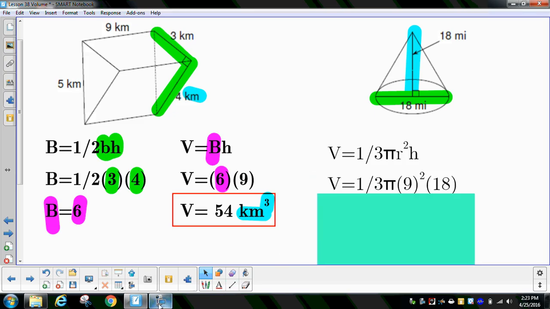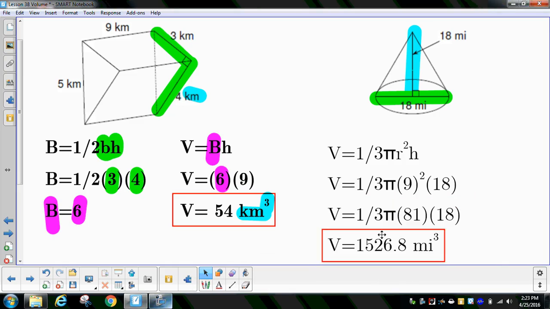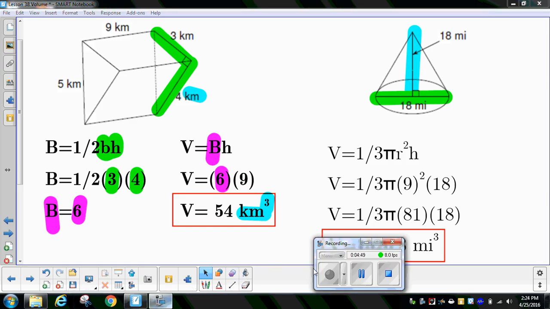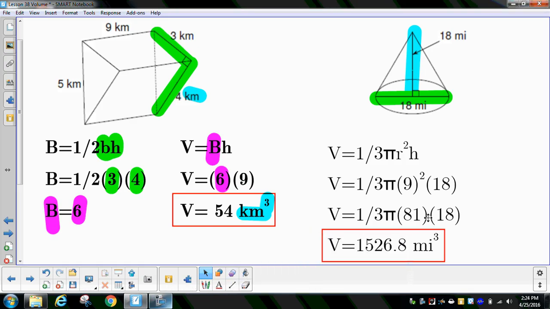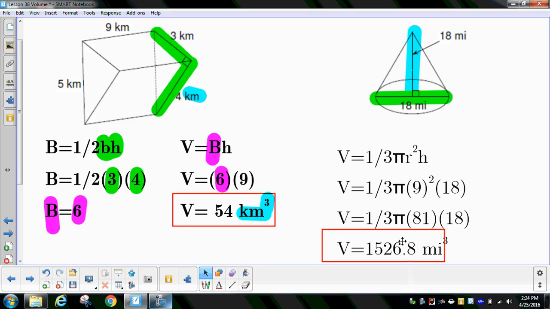So I could plug in and I square 9 and I multiply through and I get 1,526.8 miles cubed. So I'll give you a little trick of the trade here. I did 81 times 18, and then I multiplied that by pi. And then multiplying by 1/3 is the same as dividing all that by 3. So that might be a little bit easier when entering into your calculator. And again, my dimensions are cubed.